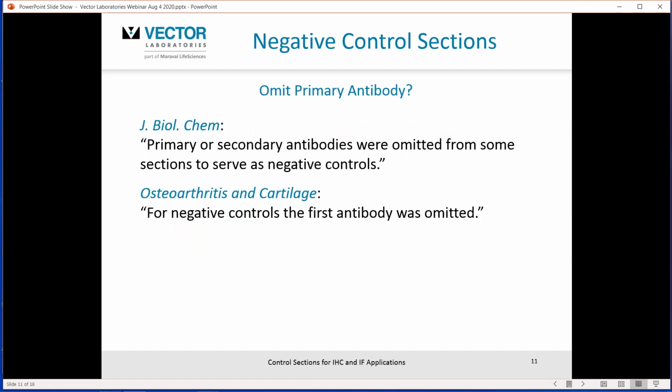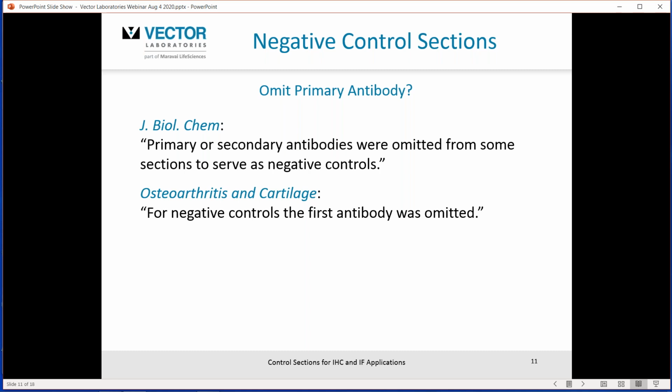Now, a lot of investigators may say, you know what, Craig, we're set on negative controls. We just simply omit the primary antibody. People have published on this. And I've got a couple of quotes here from journals that certainly do highlight that. I'm not picking on JBC, I'm not picking on the osteoarthritis and cartilage journals, I'm not picking on these papers or the authors who wrote this.